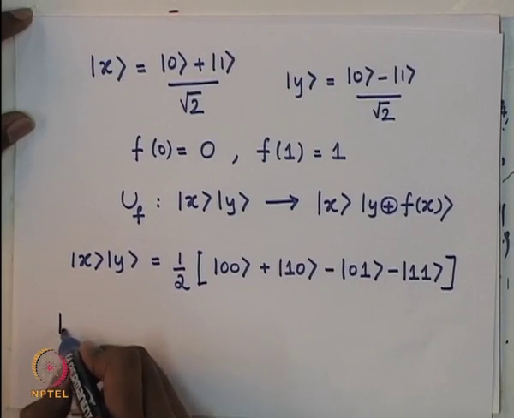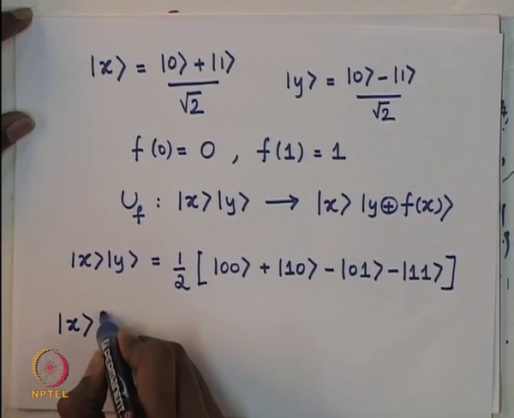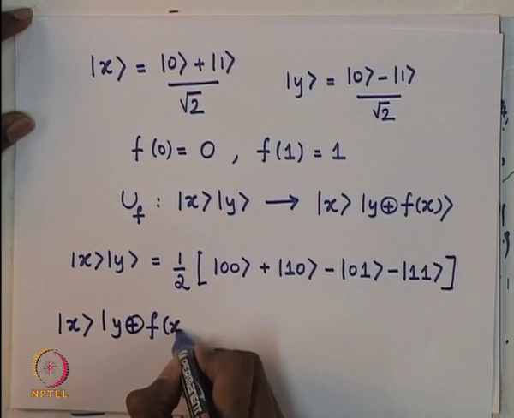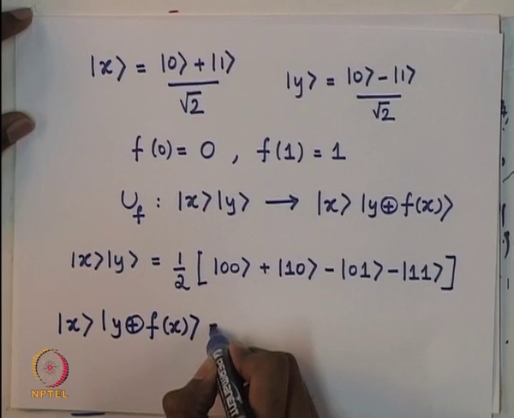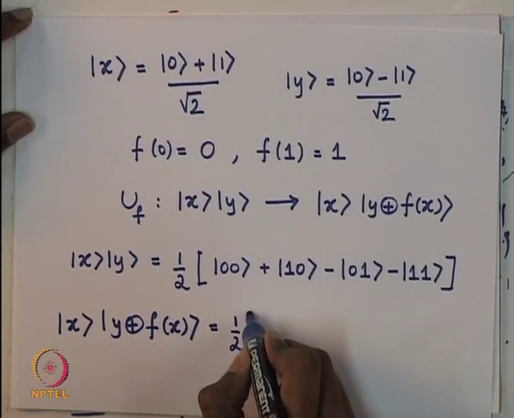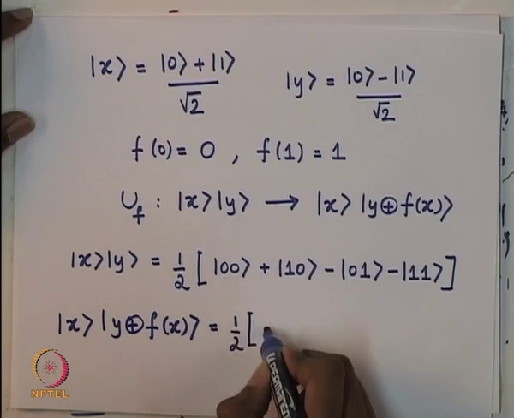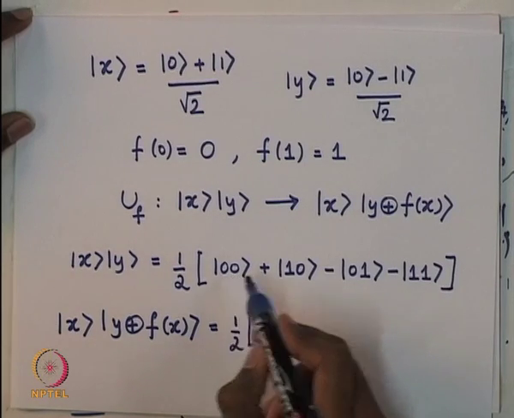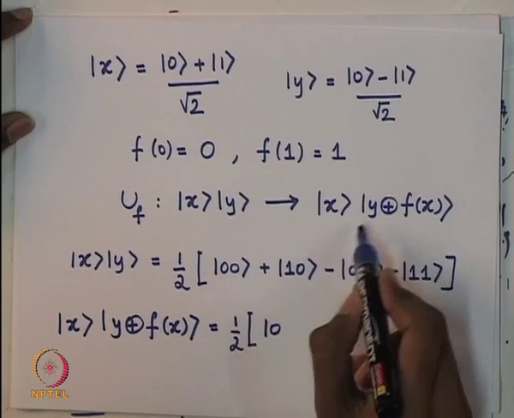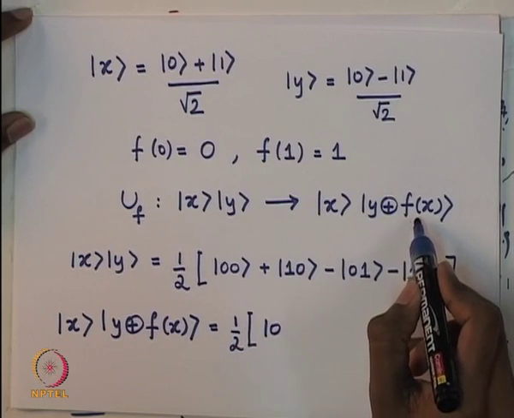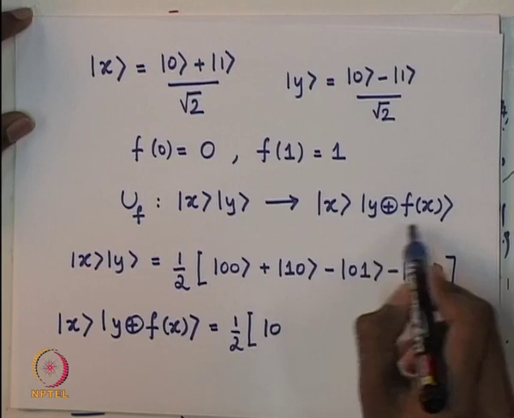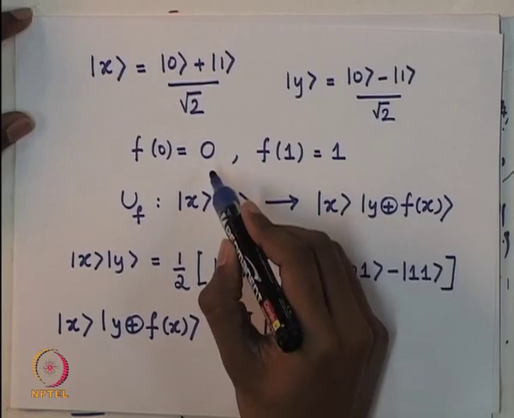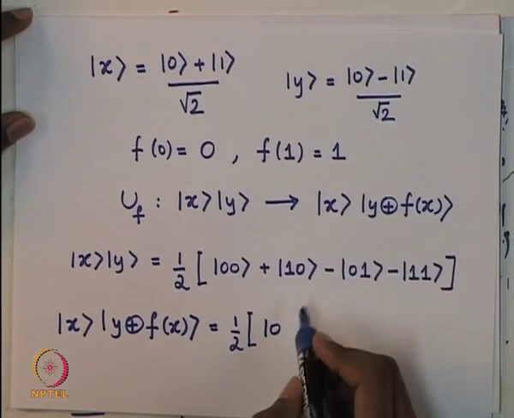So the first qubit stays as it is, the second qubit is 0. So in this case y is 0 and x is 0. So the output would be 0 XOR f of 0. As f of 0 is 0, 0 XOR 0 would be 0.